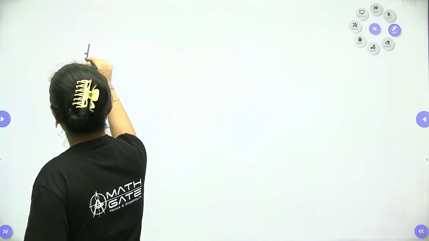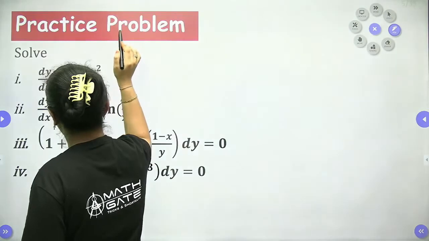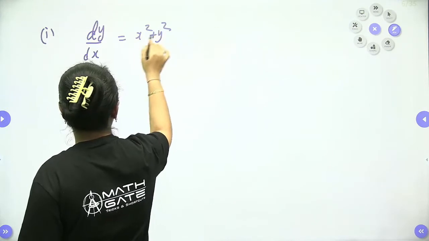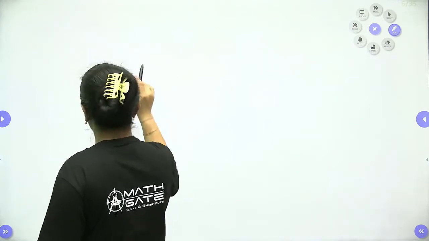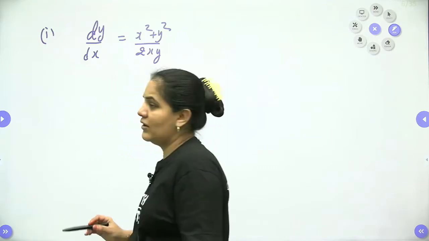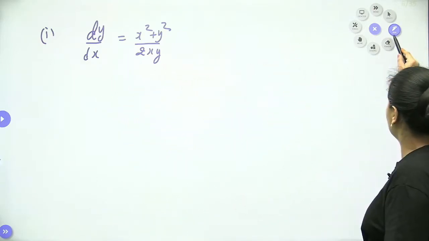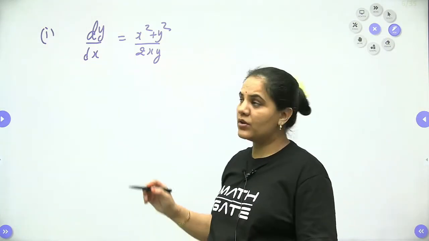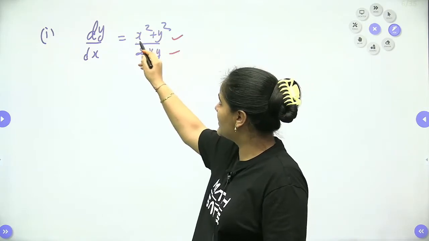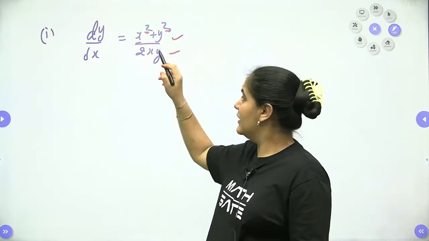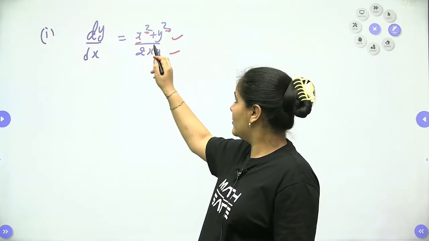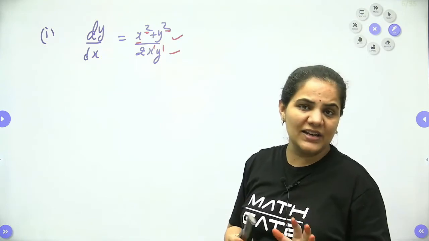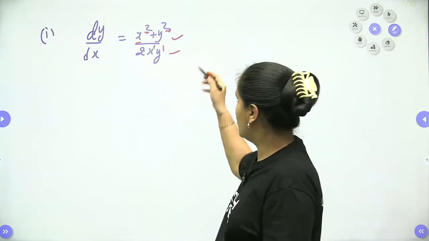We have first question, dy by dx is equals to x square plus y square divided by 2xy. So first of all you have to focus on the given differential equation, whether this is a homogeneous or not. So how we can identify this is a homogeneous or not? Just focus on the numerator and the denominator. Here you can see the total power of numerator is 2, and the total power of denominator is also 2. So it will be 2 by 2, dear students. Exactly, so you can approach it directly, hence this is a homogeneous function.